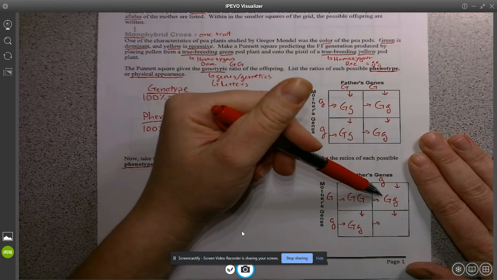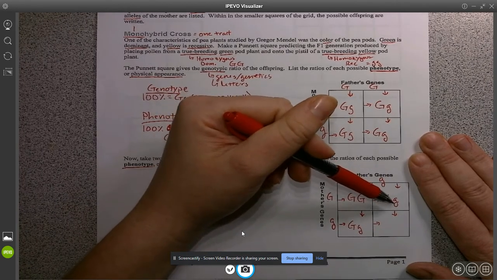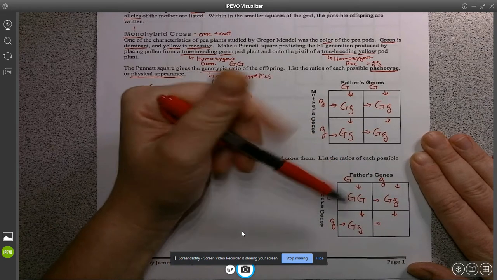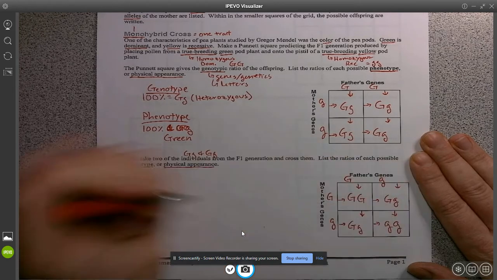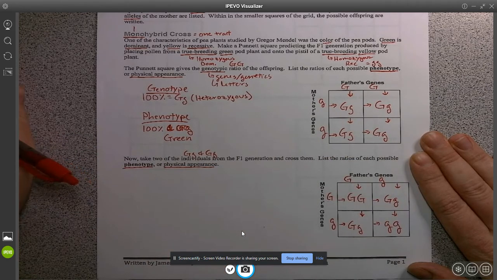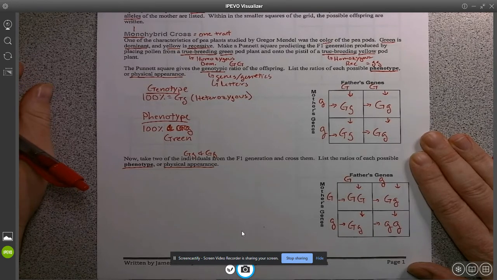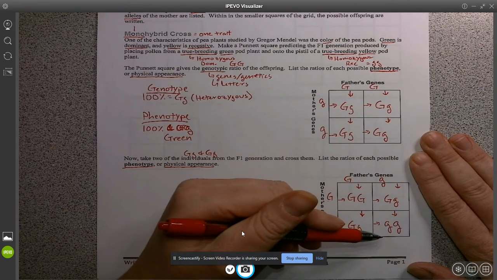I have a heterozygous, big G, little g, or a dominant trait and a recessive trait, a dominant allele and a recessive allele. And then last but not least, my little box over here is going to have little g, little g, which is also homozygous, but it's not homozygous dominant, it's homozygous recessive because that's represented by two lowercase letters.